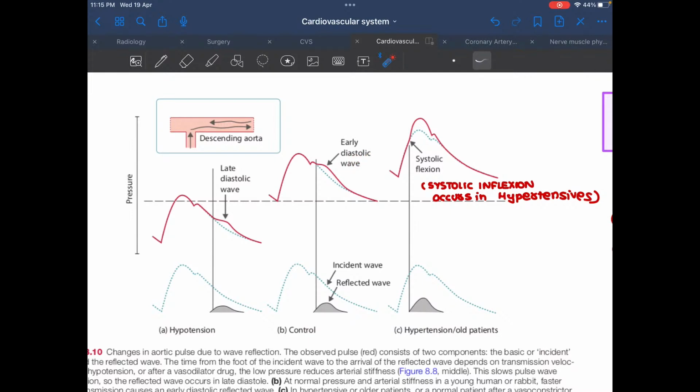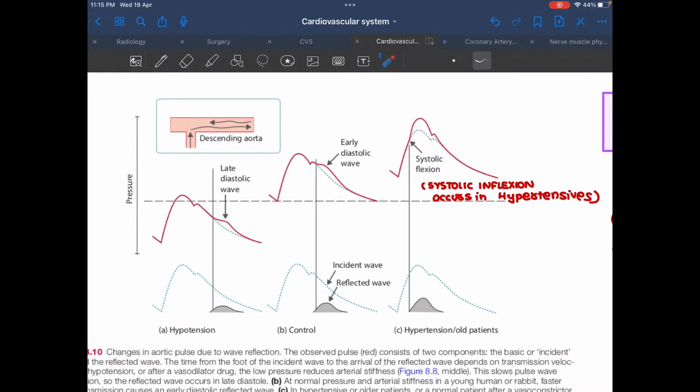But whenever I have an increase in the systemic vascular resistance, mainly in the case of hypertension, what's going to happen is that instead of an increase in the diastolic blood pressure or your diastolic pulse waveform, I'm going to see a systolic inflection. That means my forward wave in systole itself will increase. Okay? Now this is very deadly actually.